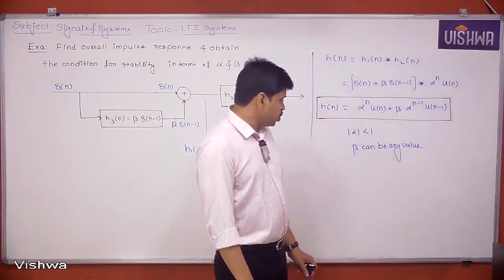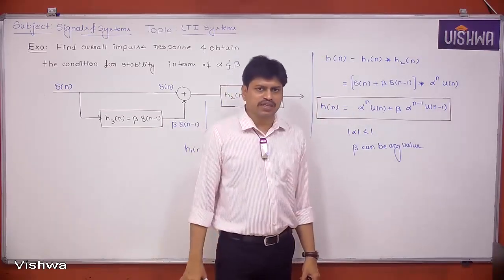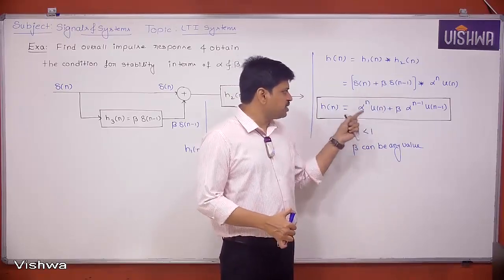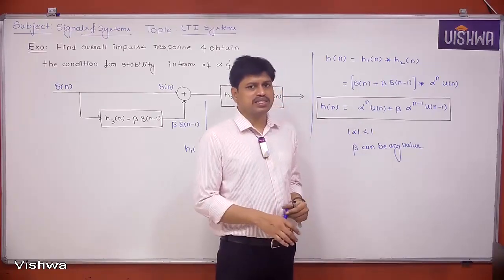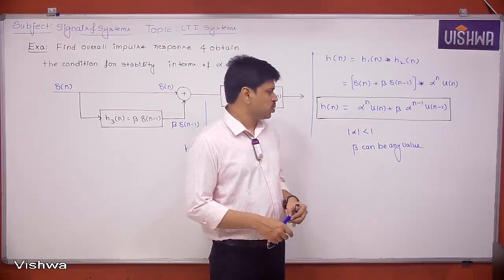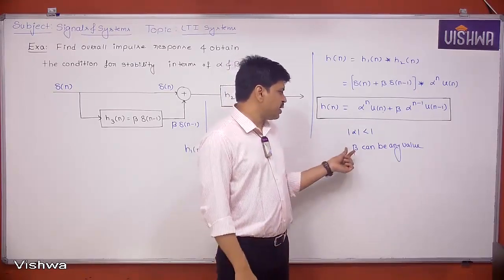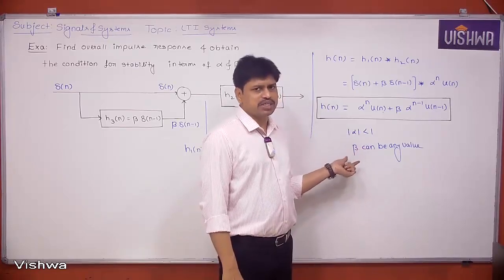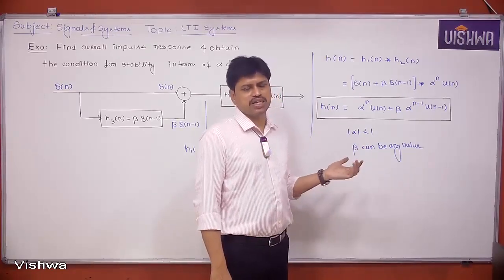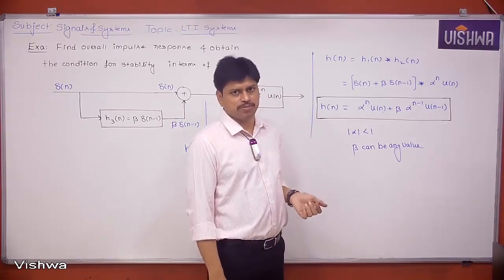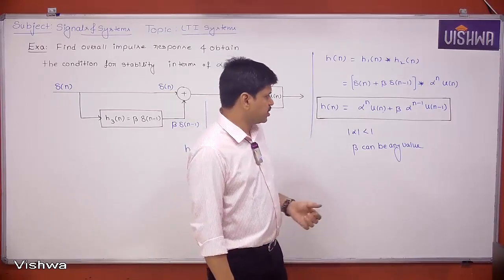At the same time, you cannot consider beta equal to infinity. This is not in your hand, because beta you have to design in the system, and in the system we don't have infinite values. So we cannot consider infinity. That's why I cannot say beta can be any value except infinity. I can simply say beta can be any value, because we don't have the facility to take beta equal to infinity. I hope you understood.